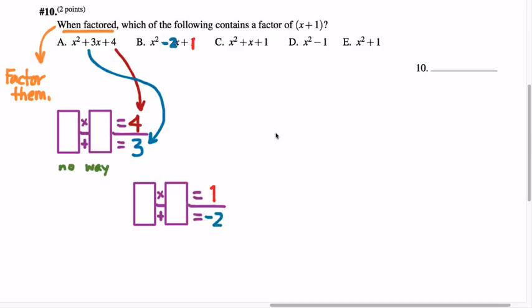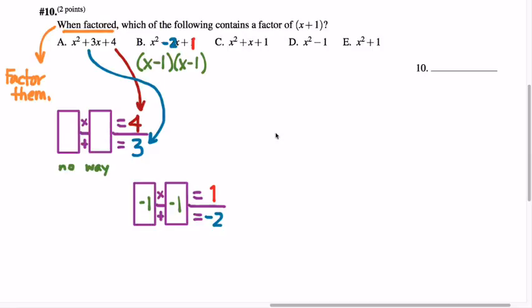If you move to the next choice, x squared minus 2x plus 1, we're looking for a pair of numbers which multiply together to give me positive 1, and which add together to give me negative 2. What pair of numbers fits that bill? Negative 1 and negative 1 fit the bill, because when I multiply them together, I get positive 1, and when I add them together, I get negative 2. So we've found a pair of numbers which win the sum and product game. Their product is 1, their sum is negative 2.